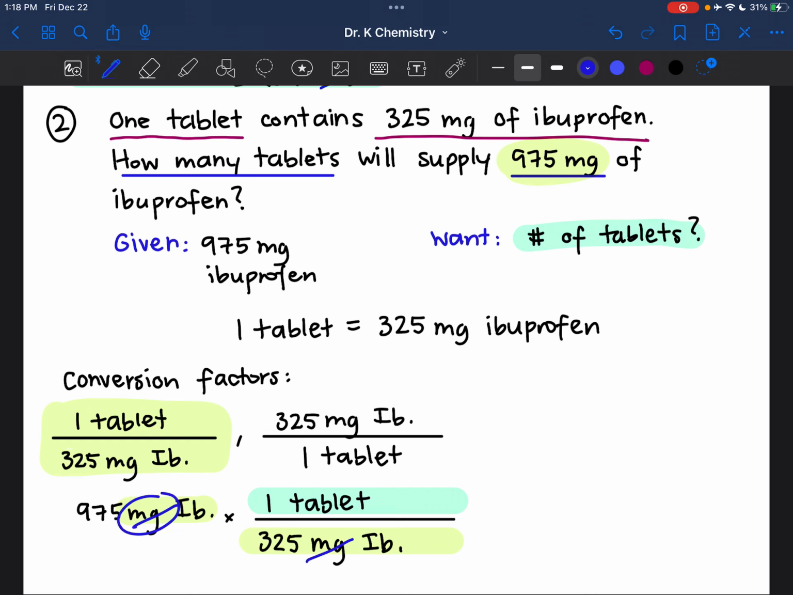So now the milligrams of ibuprofen cancel because here milligrams are up top in the numerator, here the milligrams are on the bottom in the denominator, and they are diagonal from each other. So they're going to cancel out, and we are going to be left with a number of tablets when we solve the problem. So I'm dividing 975 by 325, and that's getting me 3 tablets. So we would need to administer or give this person 3 tablets in order to give them 975 milligrams of ibuprofen.